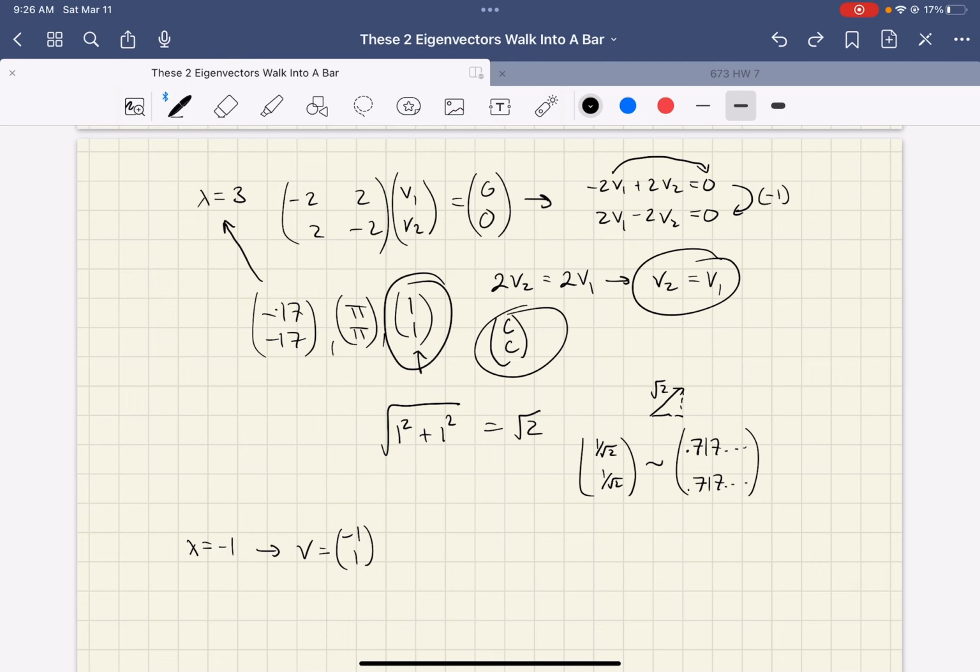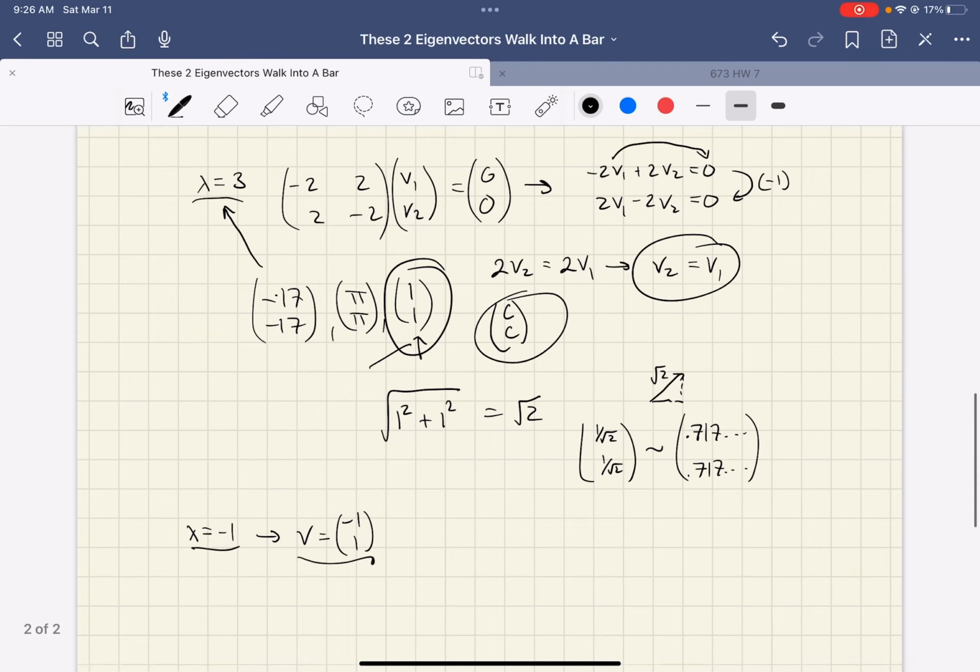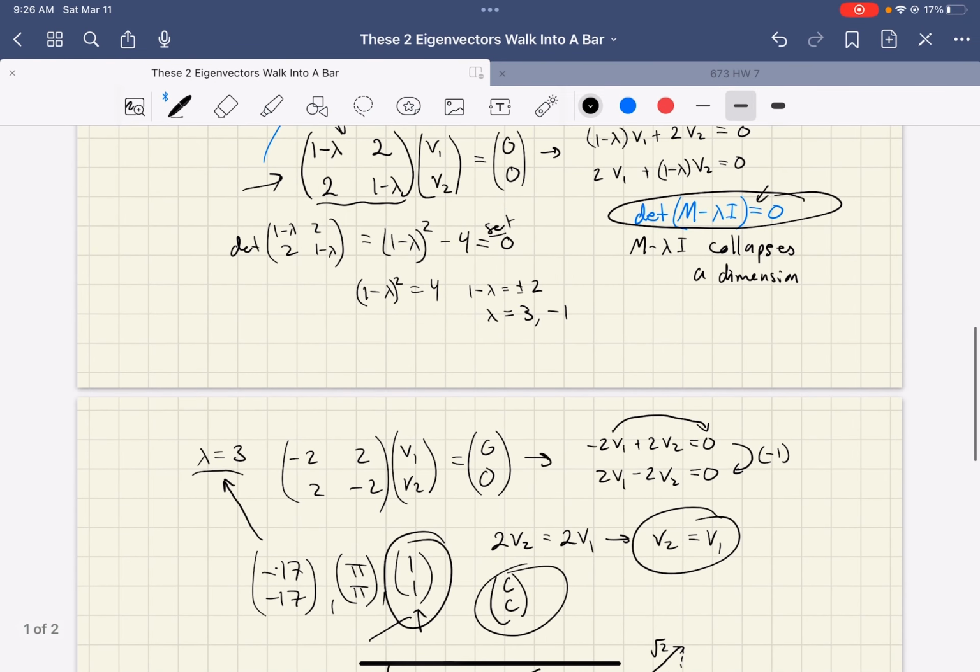So we have eigenvectors, boom, and eigenvalues, bang. All right, what does this all mean? So this is what I wanted to get to.